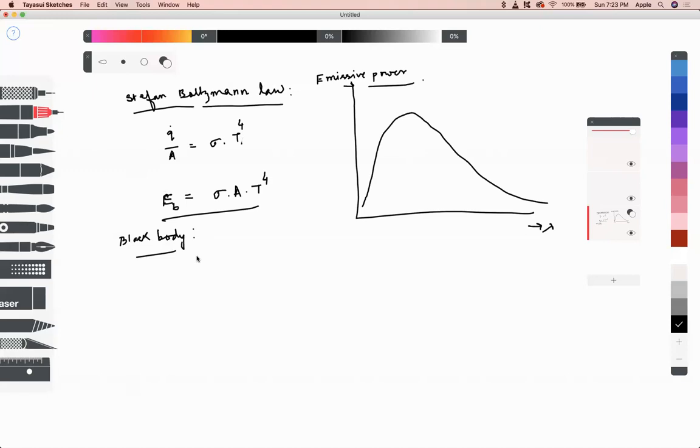In any practical scenario, you don't usually see a perfect black body, we only do certain approximations. Under certain conditions, we can consider a body to be a black body because it exhibits behavior very close to a black body, then we can assume it to be a black body and do our calculation because it makes our job easier. So a black body is essentially a body which absorbs all the radiation incident upon it.